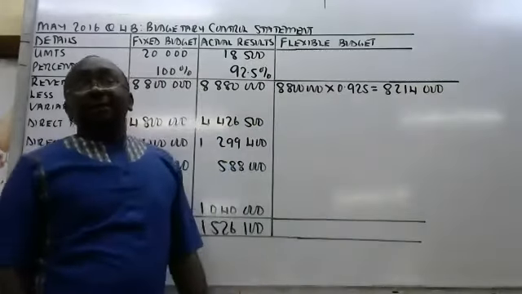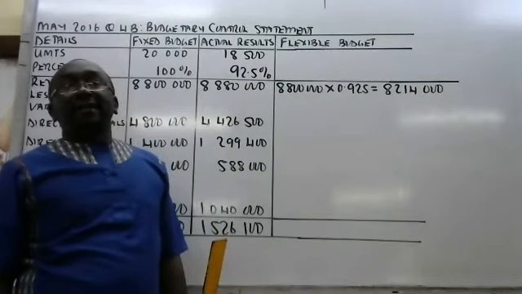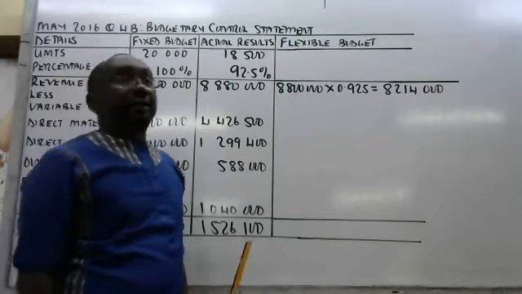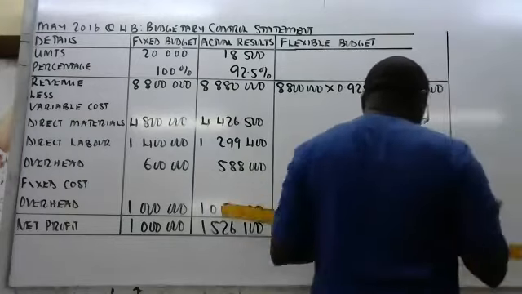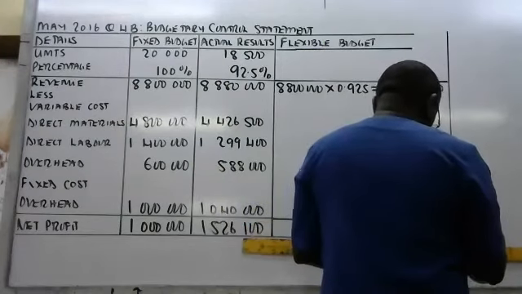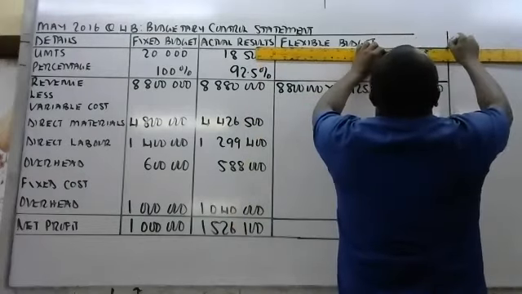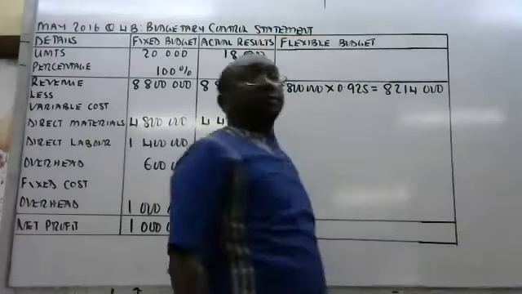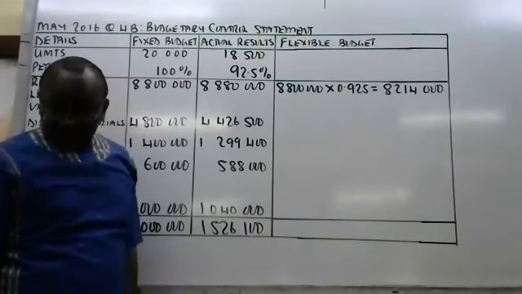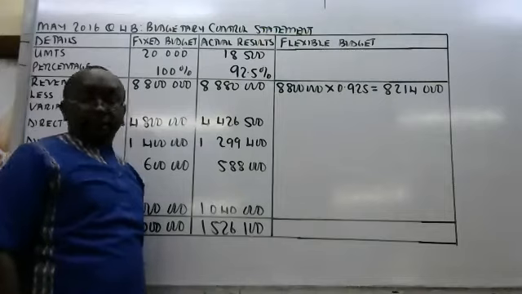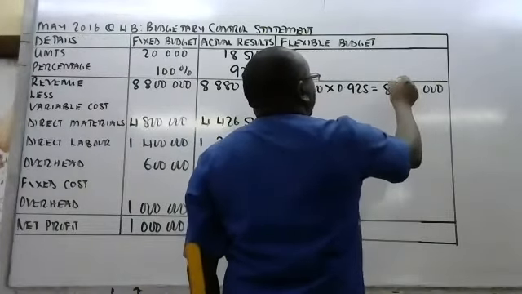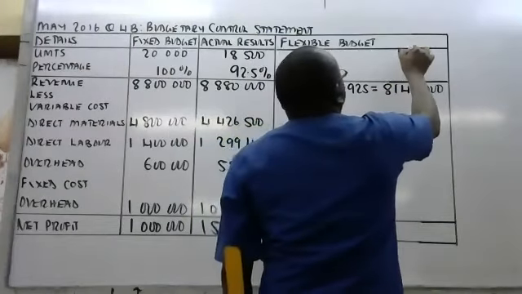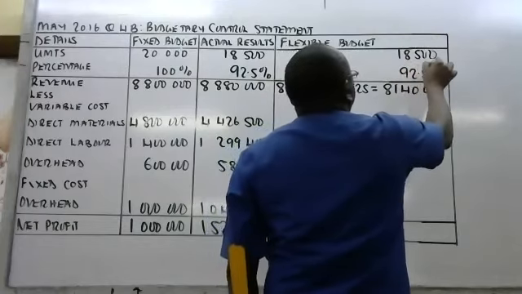Okay. It's a 214. Good. All right. So that is true. 140. So the units are 18,500 and the percent is 92.5%.